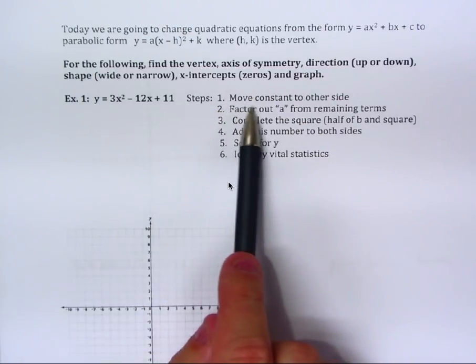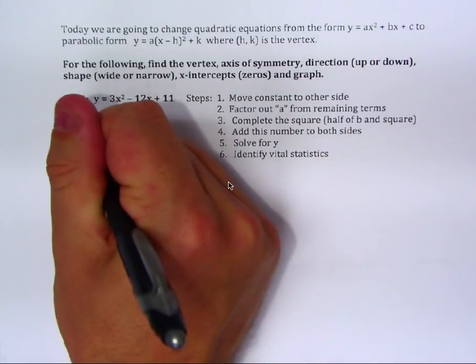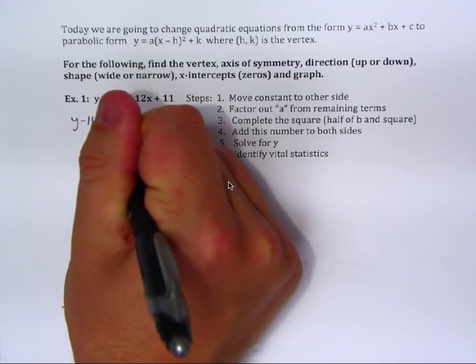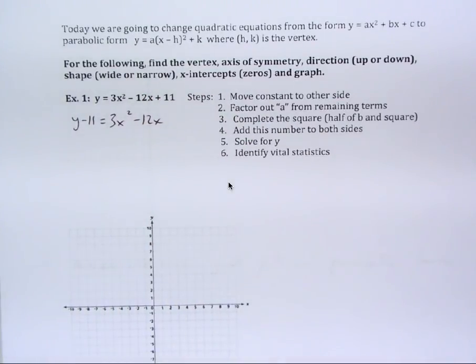So step 1, we're going to move the constant to the other side. So we're going to subtract 11. So y minus 11 equals 3x squared minus 12x. Step 1, move the constant over.